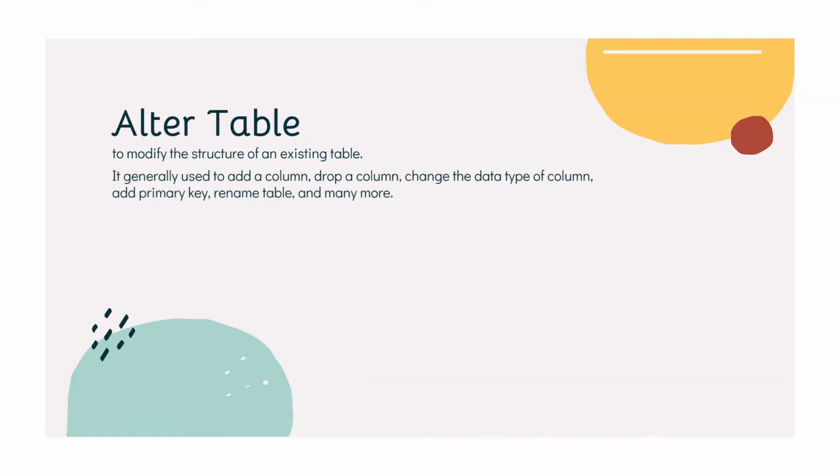Okay, then let's discuss alter table. The alter table statement modifies the structure of an existing table, and it's generally used to add a column, drop a column, change the data type of a column, add a primary key, rename a table, and many more. The following illustrates the alter table statement syntax. Alter table, then table name, then action 1, action 2, and so on.